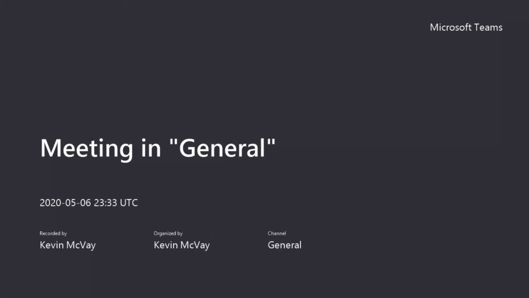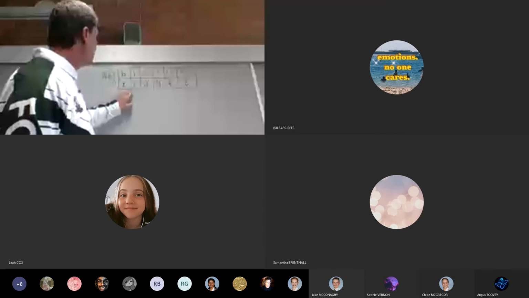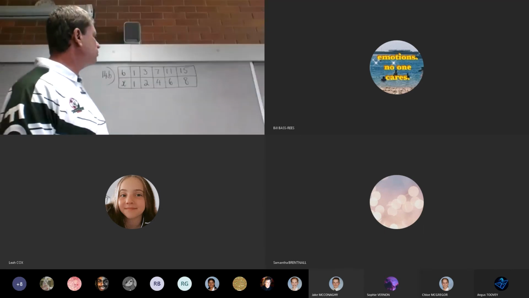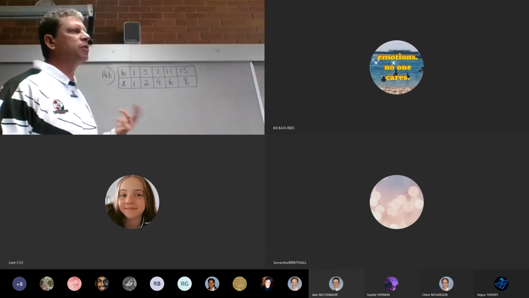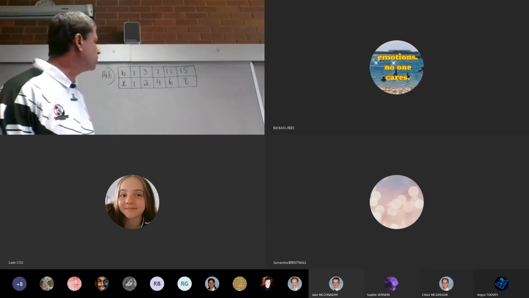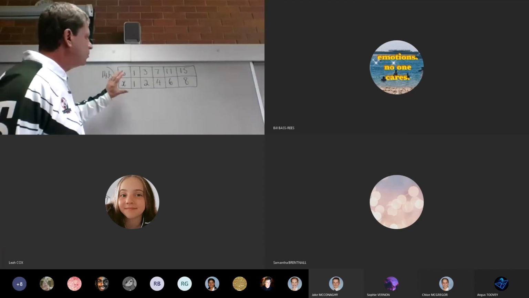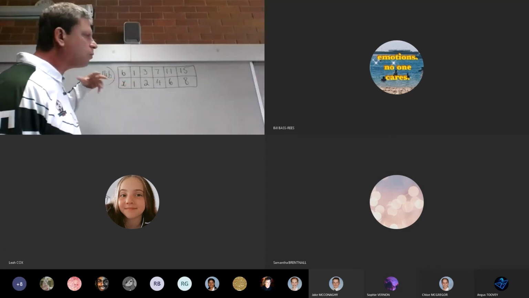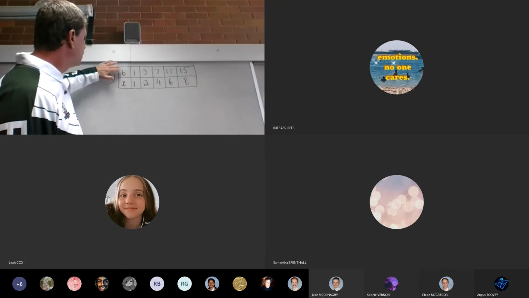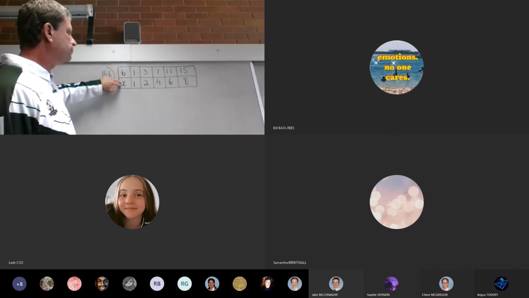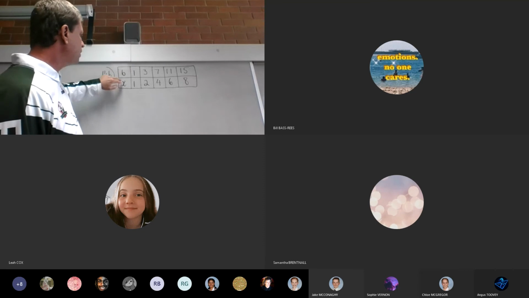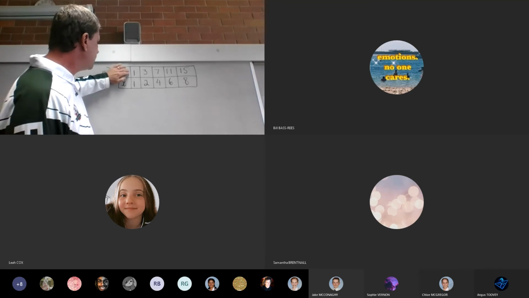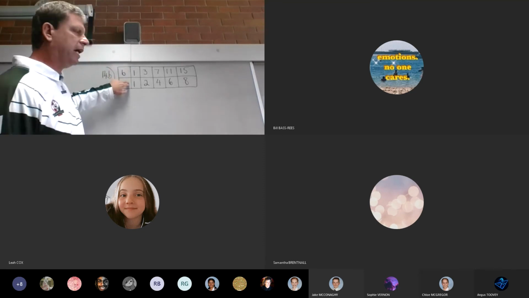Okay, folks, this is 14B. What I want to do is just show you the process that I use to try and find the rule. Now, what we're trying to do is work out what the relationship is between row B and row X. Okay? What do we need to do to B to turn it into X?